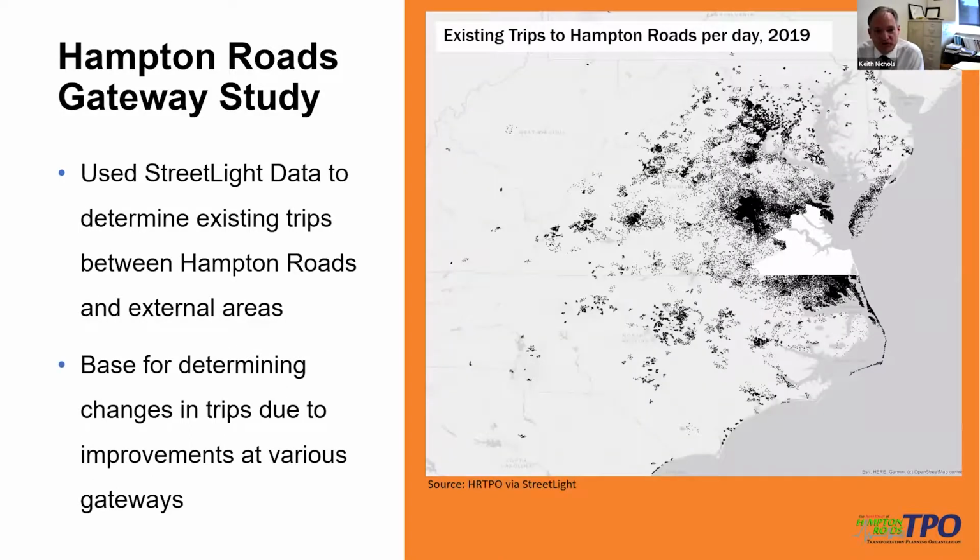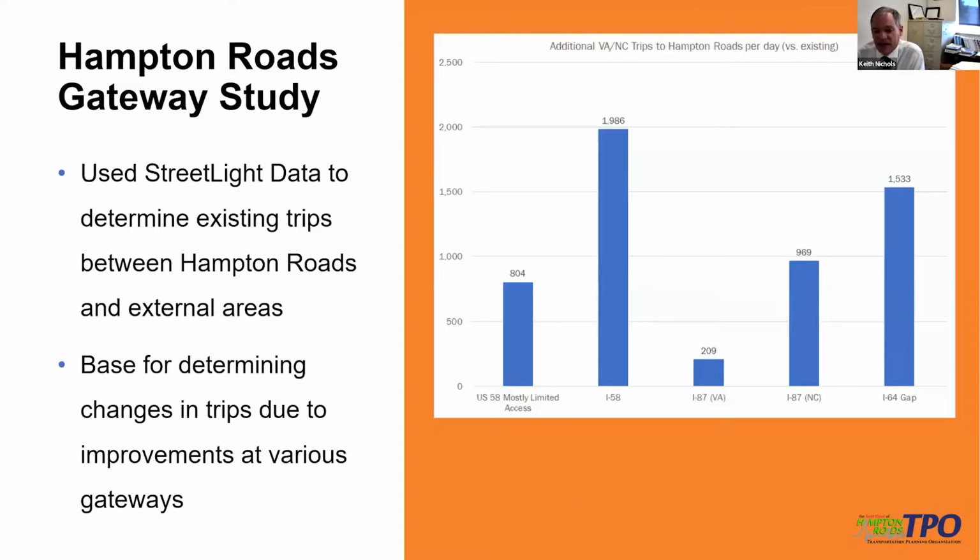So as part of that, we have used StreetLight data to determine where trips are coming from and going to in our region. This is a map that we use via StreetLight data to determine where people are coming from, coming to and from our region, and what gateways they are currently using. And using this data, we prepared a model to help determine what changes in trips we could expect if improvements were made at the various gateways, the widening of I-64 and I-87 that I mentioned before.